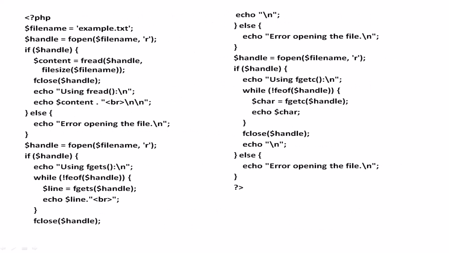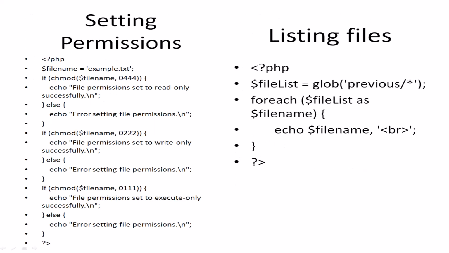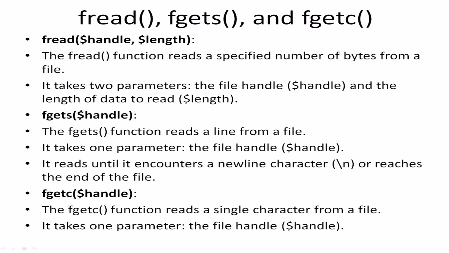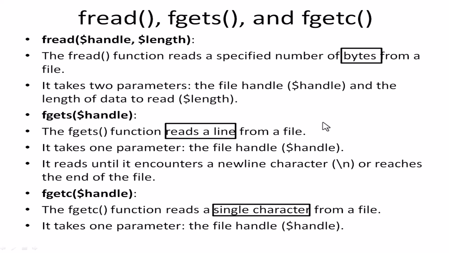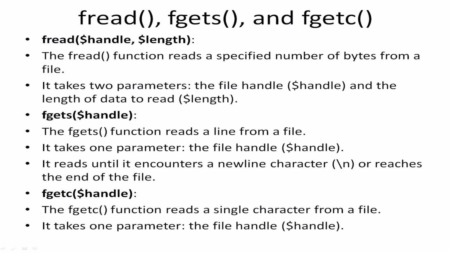Here you have a program which uses all three functions. One gets a number of bytes from a file, the next reads a particular line from a file, and the next reads character by character from a specific file by using a handle. So by using these three operations, I have created a program.